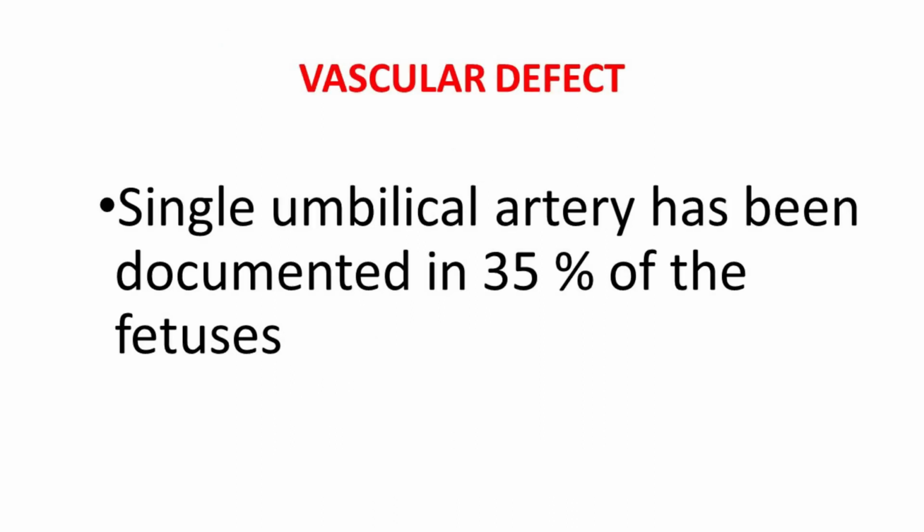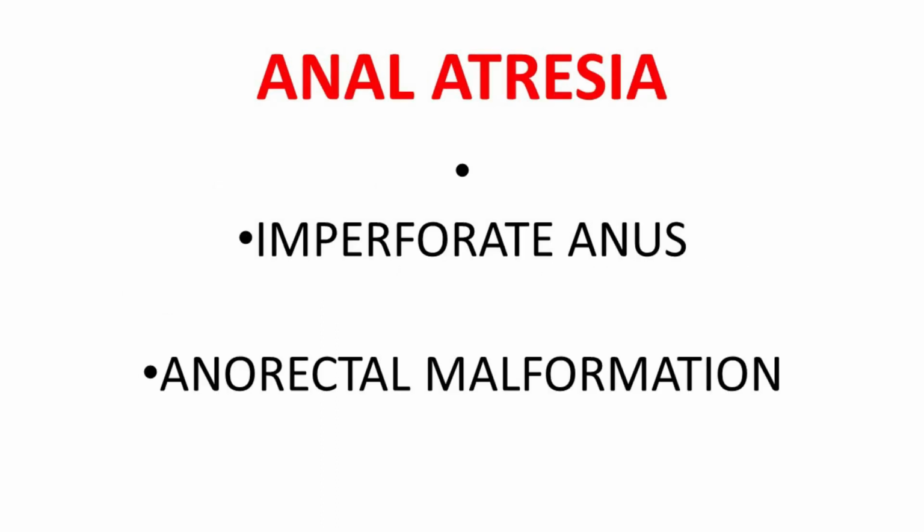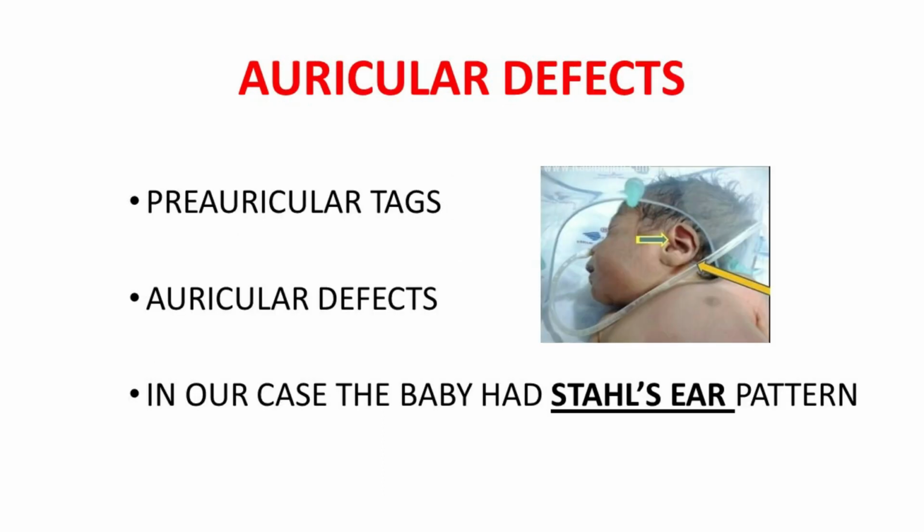Then we'll go to the vascular defect, V. Vascular defect is single umbilical artery which has been documented in 35% of the fetuses diagnosed to have VACTERL later. Now we'll go to A, anal atresia. Here imperforate anus is very common, and the other one is anorectal malformation. And A is for auricular defects. Very commonly preauricular tags might be there, and sometimes we have auricular defects. In our case the baby has Stahl's ear pattern, you can see that.